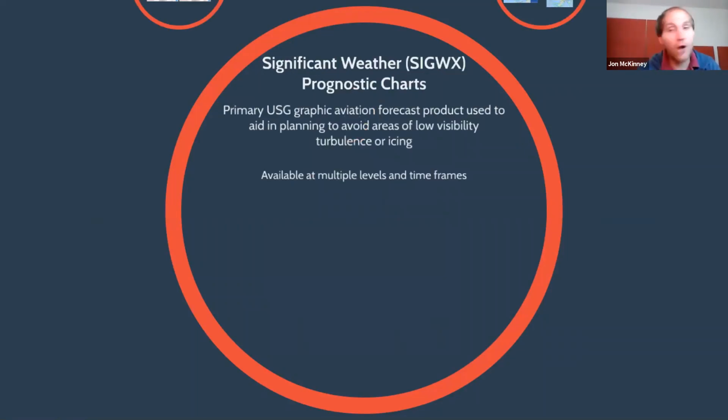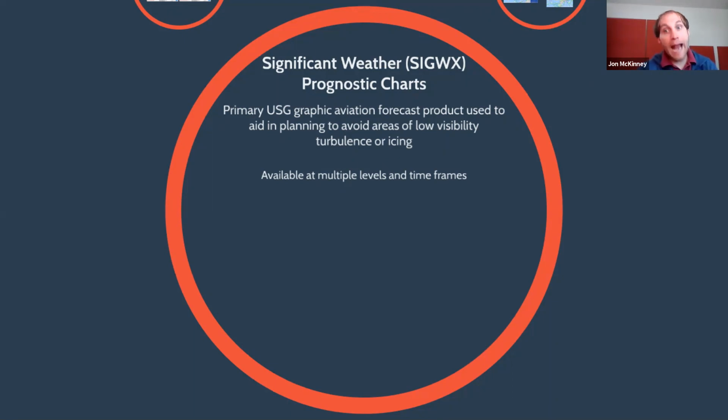Significant weather prognostic charts, SIGWXs, if you will. So primary graphic aviation forecast product used to aid in planning to avoid areas of low visibility, turbulence, or icing. So USGA has to be US government. It's a graphic aviation forecast. We're going to use it to avoid areas of low visibility, turbulence, icing. It's available at multiple levels and multiple time frames.